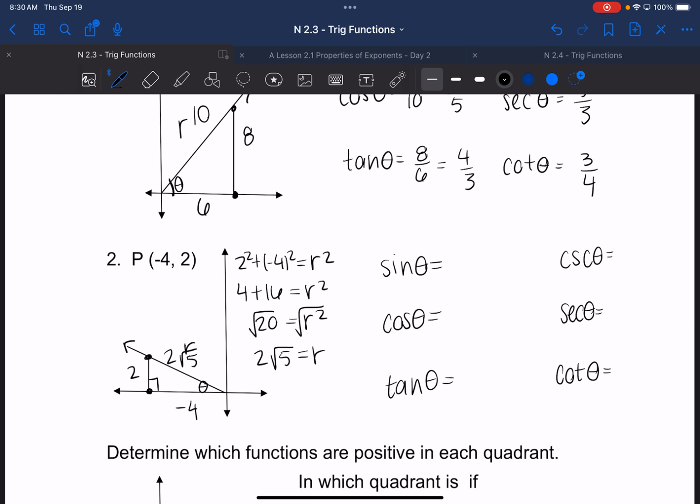Now I just need to substitute that information in for my ratios, right? So sine is going to be opposite, which is the y, and our y is 2, over 2√5. But we can't leave the √5 in the denominator, right? How do I rationalize? Multiply by √5. So in the top, I would have 2√5, right? And in the bottom, I end up with 10.